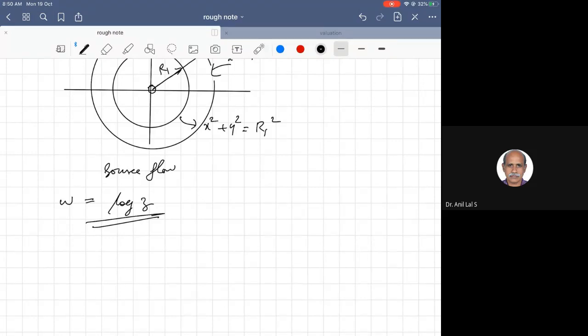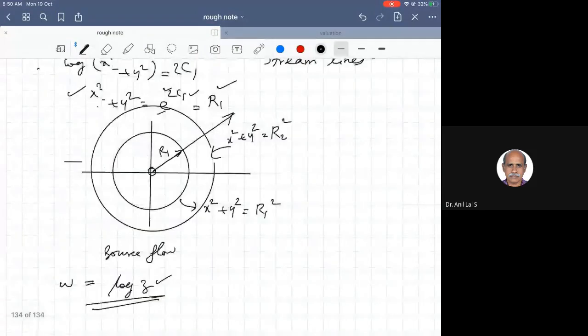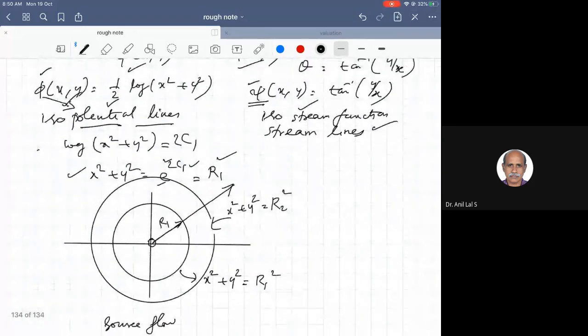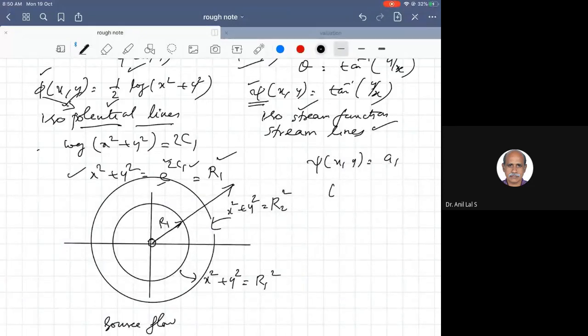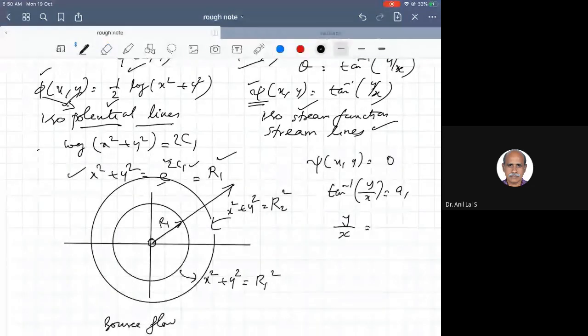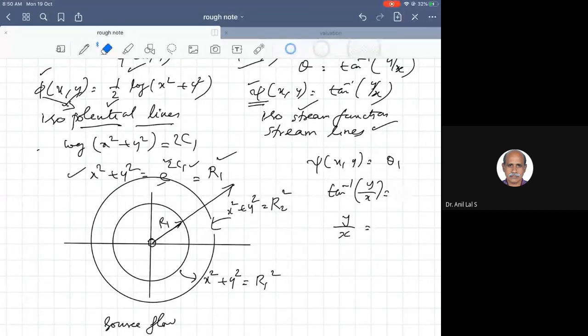Here z is a complex variable, and this function of the complex variable represents source flow. Now if you look at the streamlines also, we can establish the same fact. When psi of x,y is equal to some constant a1, tan inverse of y by x is equal to a1, so y by x is tan a1. I will change a1 to some theta 1. So y is equal to x into tan theta 1.